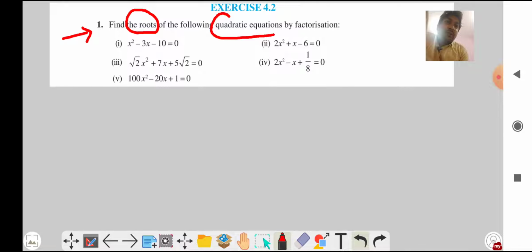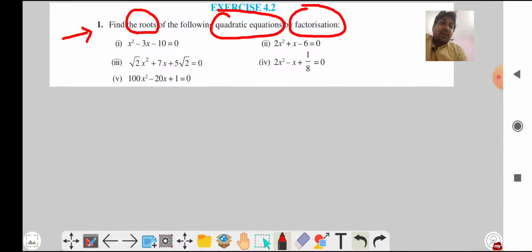Means we are given some quadratic equations and we have to find the roots by factorization. The method we have to use is factorization. I think the question is clear to all of you. Means we have to find the roots of the given quadratic equations by factorization. Is it clear, guys? Okay.